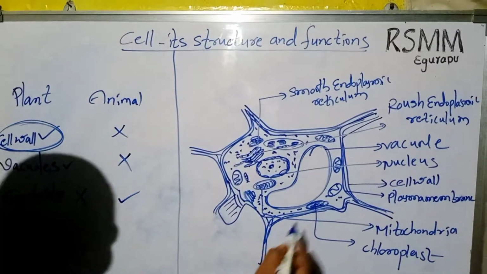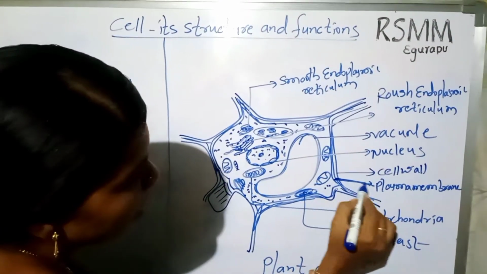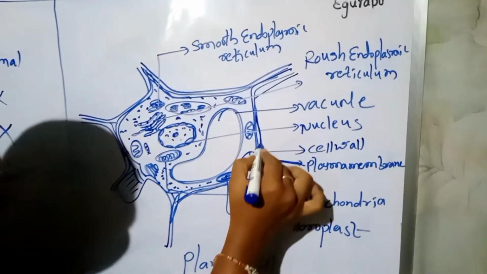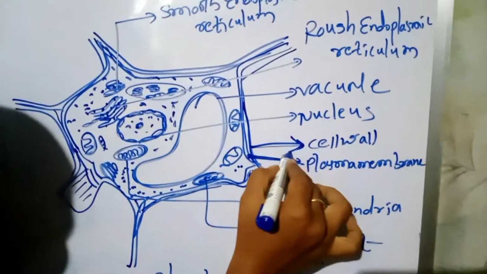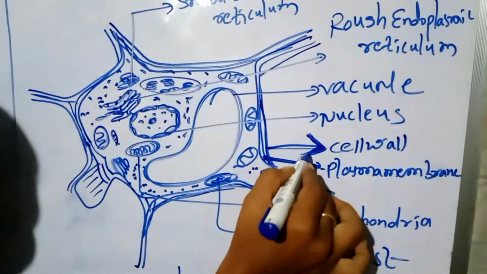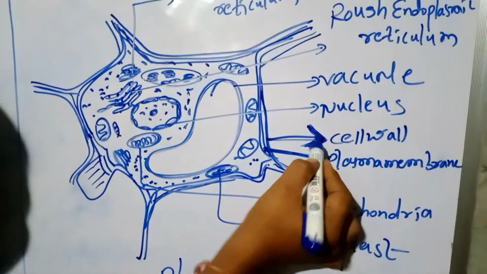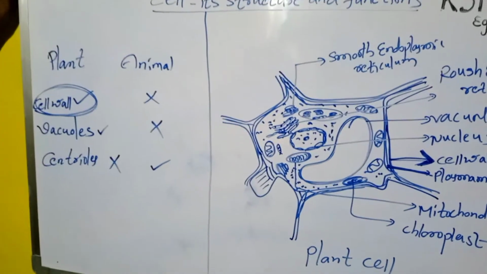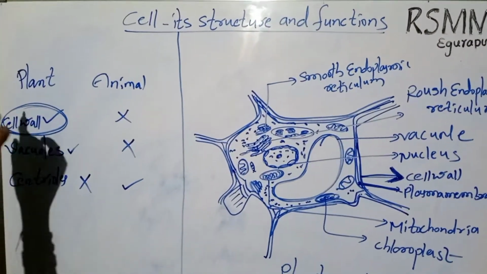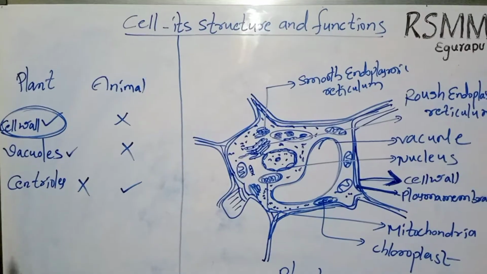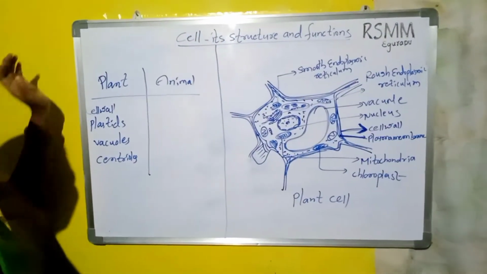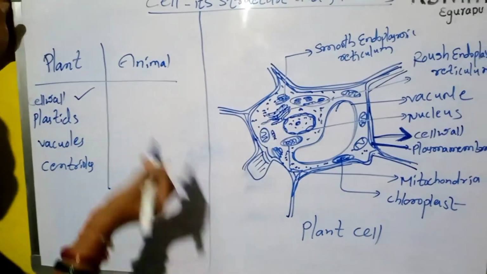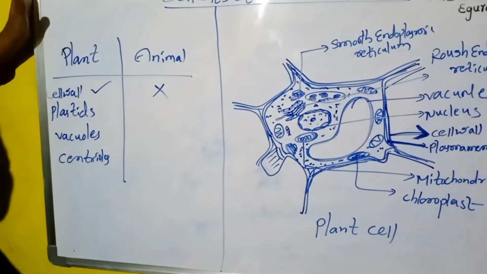Yes, see here, this is plasma membrane or cell membrane. So over the plasma membrane we are observing one more layer, that is the cell wall. It is very rigid and gives strength to the cell. Here are the major differences between plant cell and animal cell. Cell wall is present in plant cell, absent in animal cell.